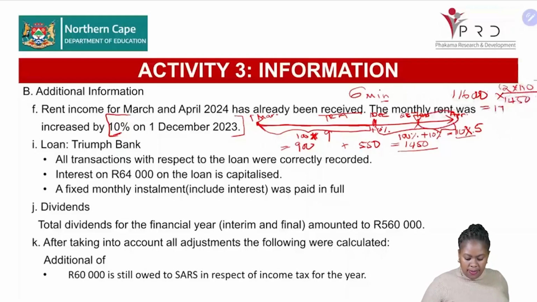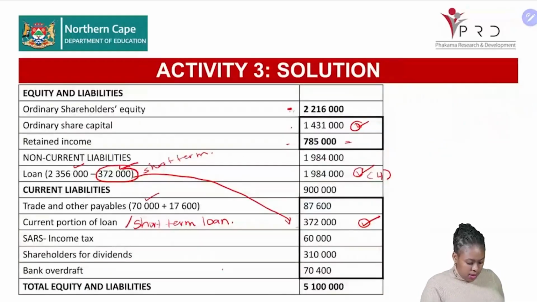I believe you already have the answer already. 17,210 divided by 1450. 17,600. Okay. So then that's the story. And then you will just say 70,000 plus 17,600, and then you will get your answer 87,600.